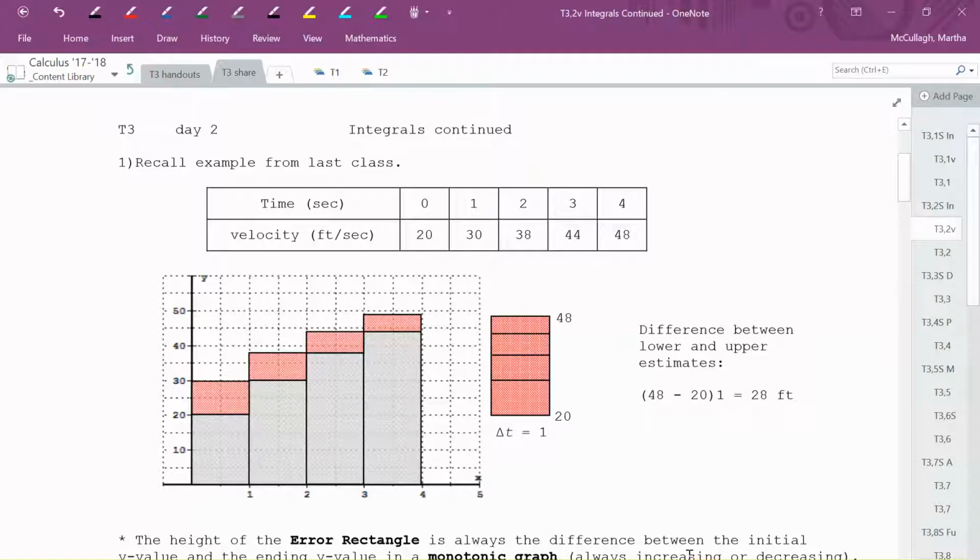This is T3, trimester 3, day 2. I'll try and make this a little shorter than yesterday's video.